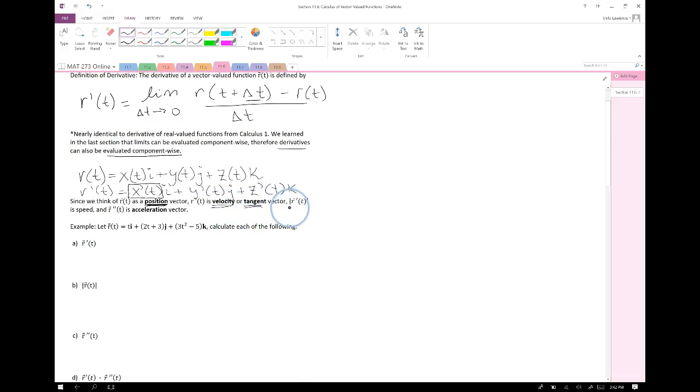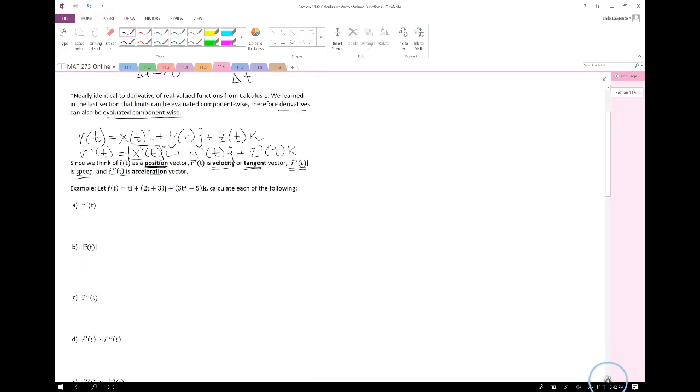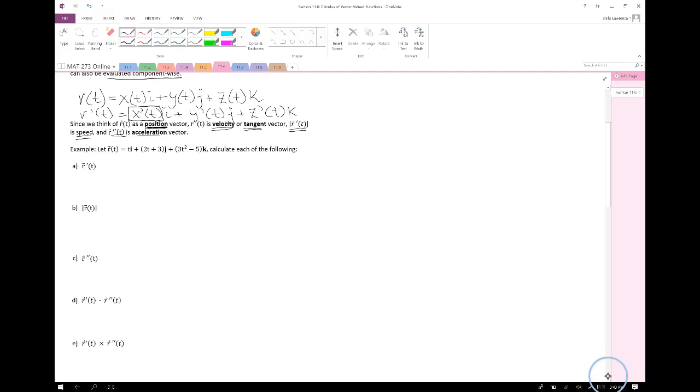The magnitude for r prime of t represents just the speed, which is the magnitude of velocity, and then r double prime of t represents acceleration. We will look at these applications of derivatives in depth a little bit more in the next section. For right now, we're just going to calculate, or practice calculating, them.